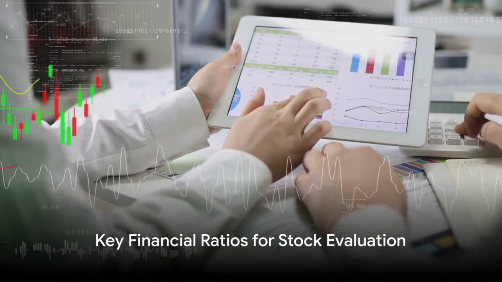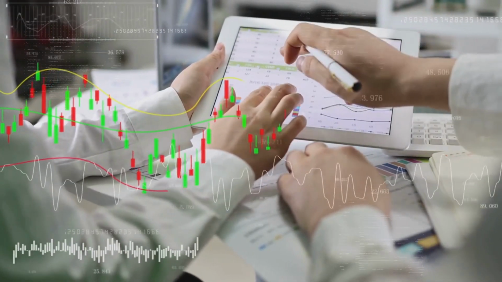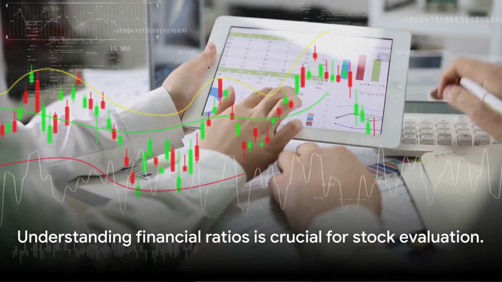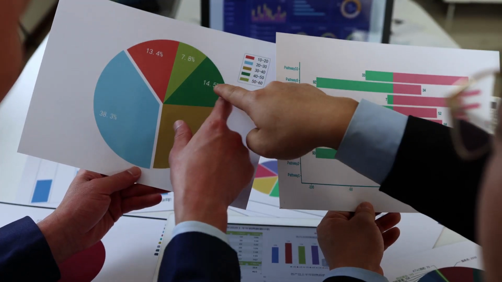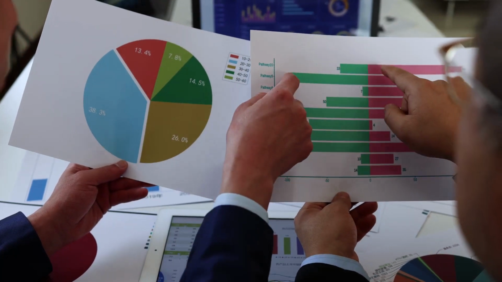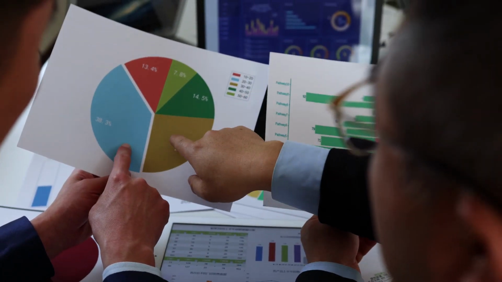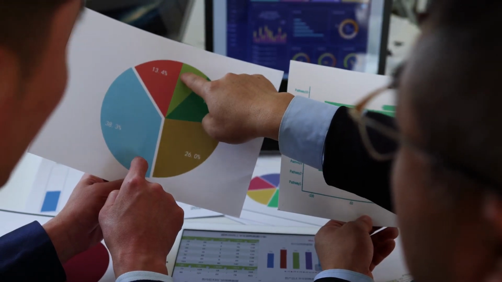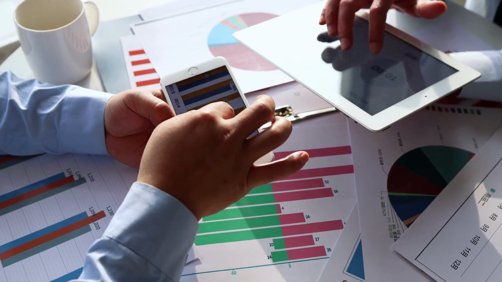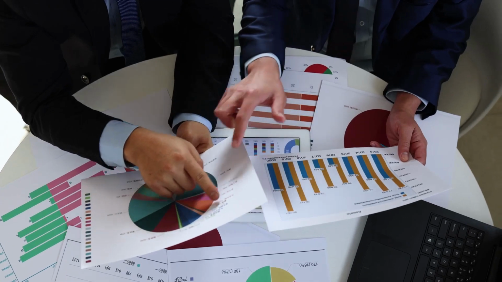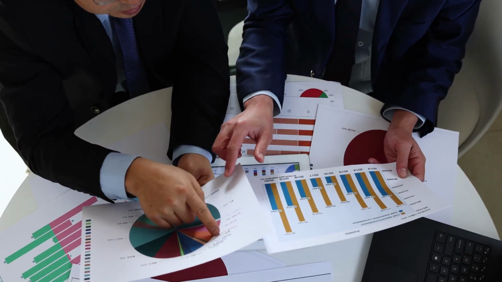Now, let's talk about the key financial ratios that you should consider while evaluating a stock. First up is the price to earnings, or PE ratio. This is calculated by dividing a company's current market price by its earnings per share. The PE ratio gives you a snapshot of what the market is willing to pay for a company's earnings. A high PE ratio could suggest that the market has high expectations for a company's future earnings growth, while a low PE ratio might indicate that the market has lower expectations.